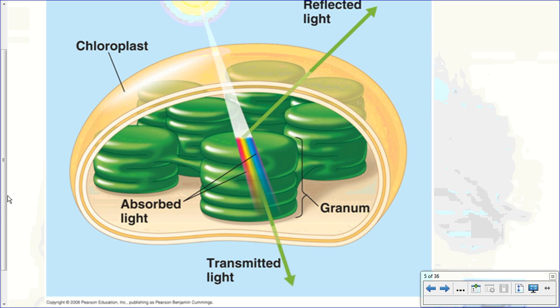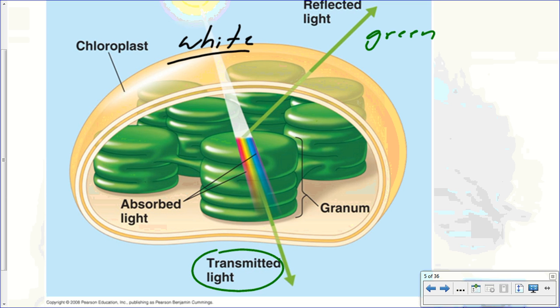If we take a look at this picture, what we have coming in from the top is white light that is made up of all of the different colors. When this white light comes in and interacts with the pigments in the thylakoid discs, we can see that we have some light that is reflected. The light that is reflected is green. We can also see that there is some light that passes right through. The light that passes right through, or is transmitted, is also green.